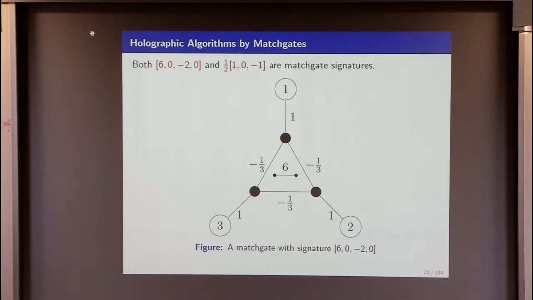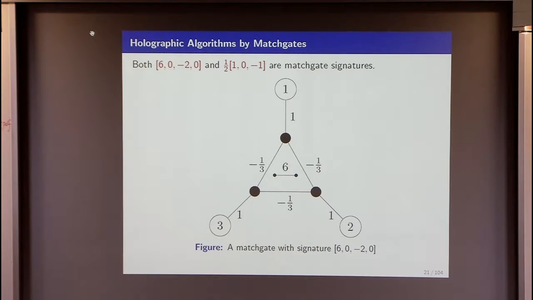It's the perfect matching after you remove some external nodes, and you look at the perfect matchings and sum over them. In general, of course, there will be exponentially many possible things inside. You have to add and subtract and so on. But here's a particularly simple example, just to show that this is a match gate signature.